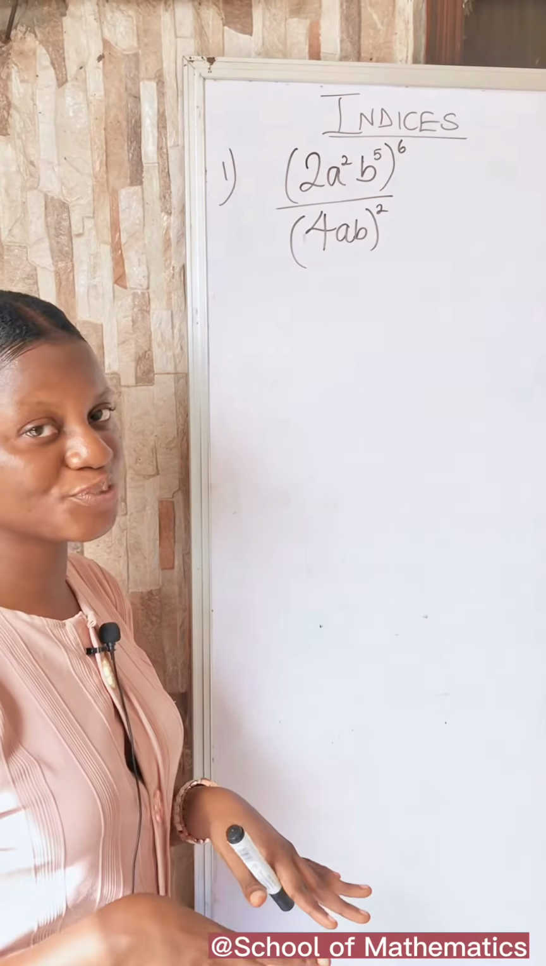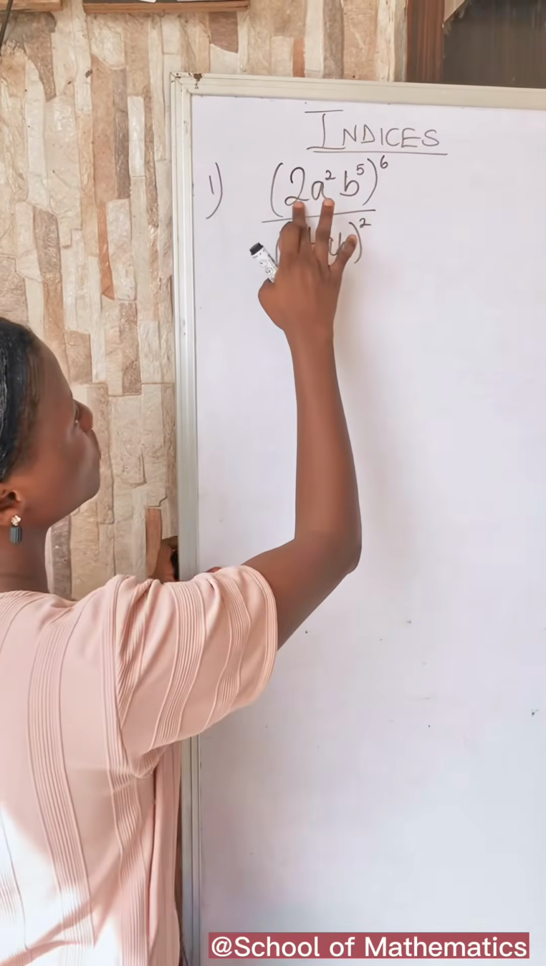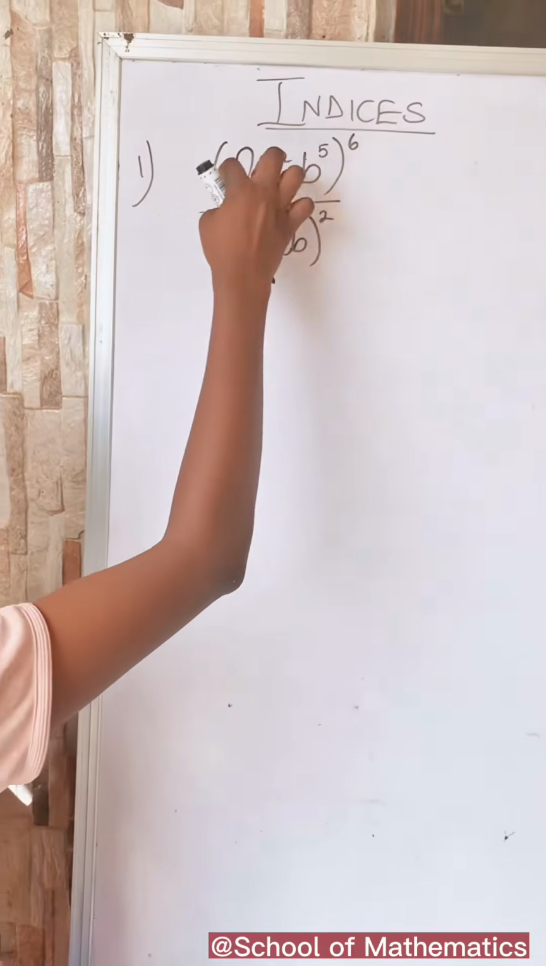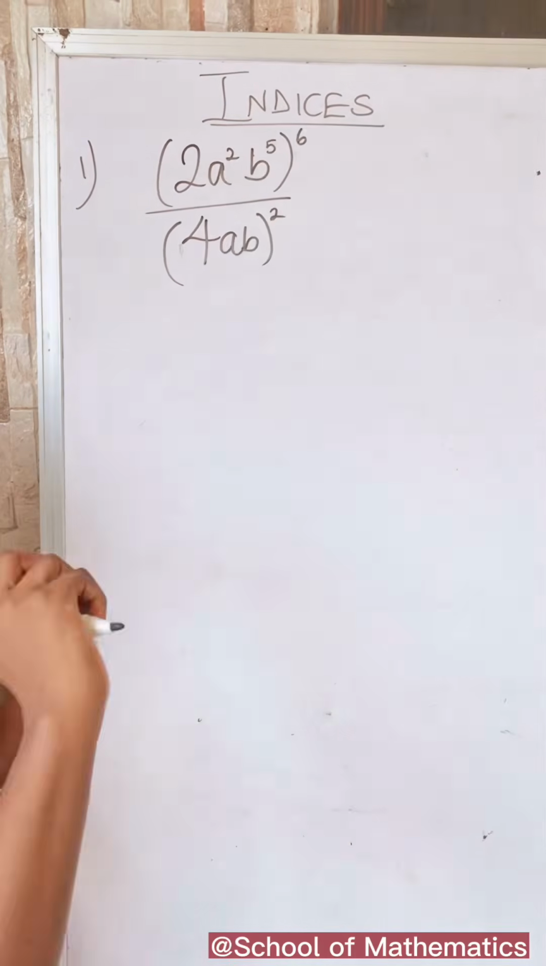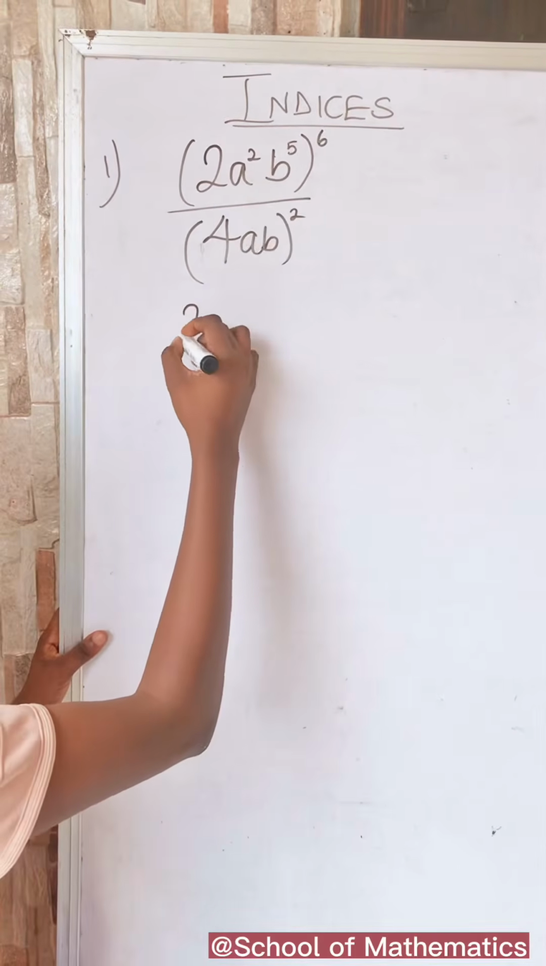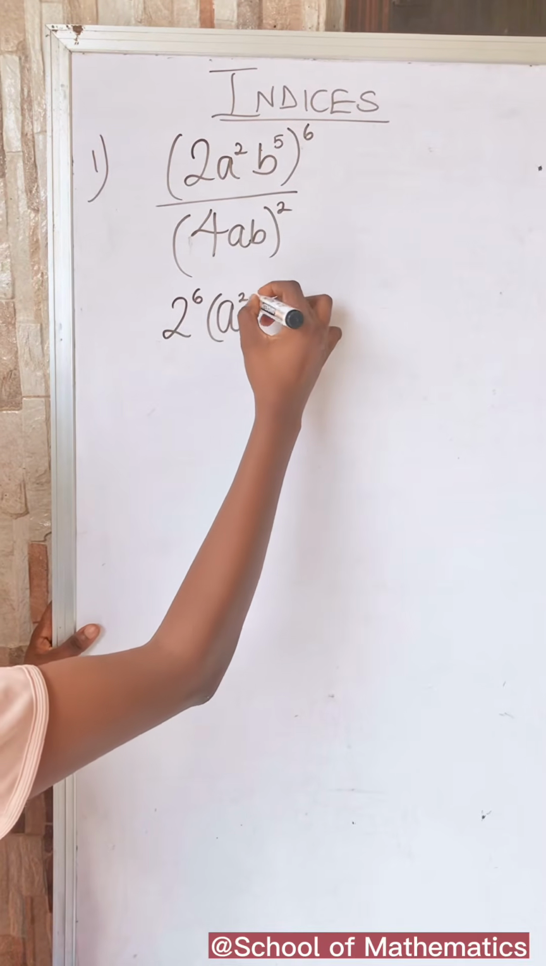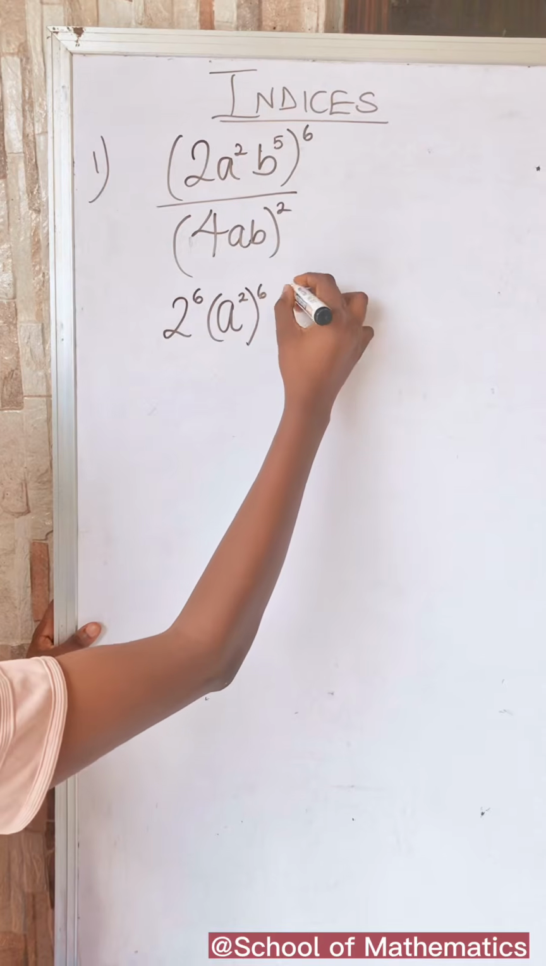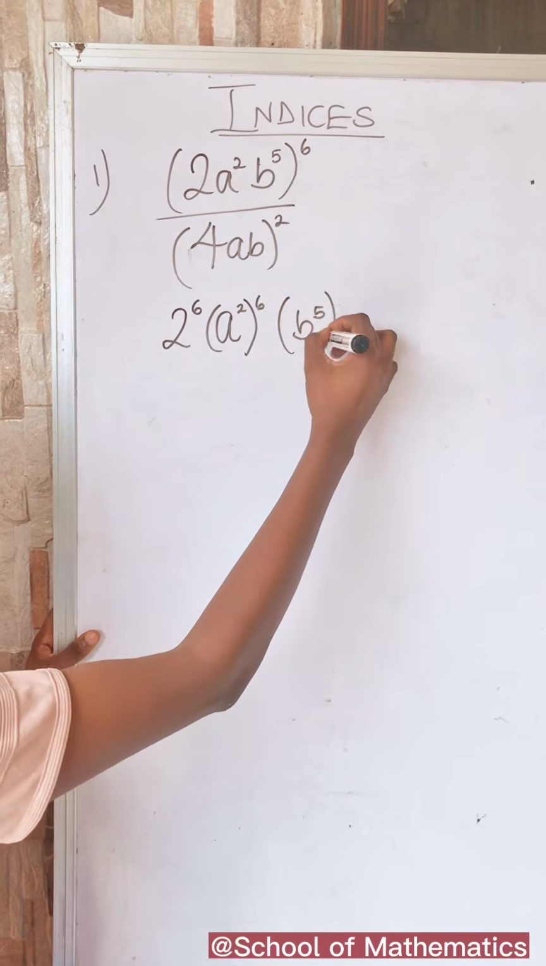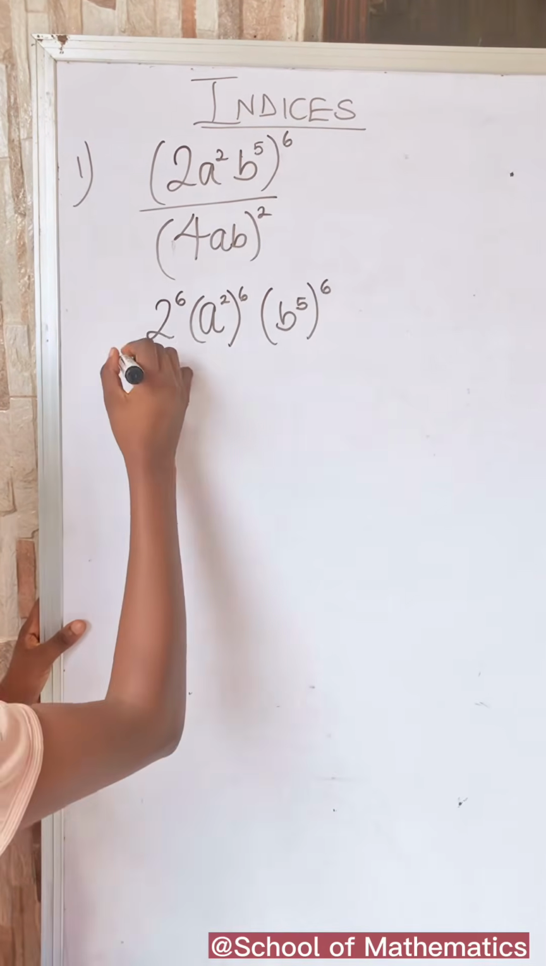Please check our previous videos to catch up. So you have 2. Everything in this bracket is raised to the power of 6. Please take note of that. So you have 2 raised to the power of 6, you have A squared raised to the power of 6, and you have B to the 5 raised to the power of 6. Imagine you writing it like this.